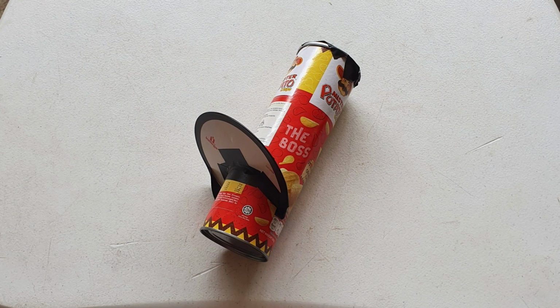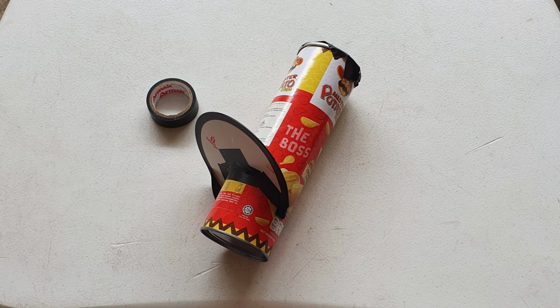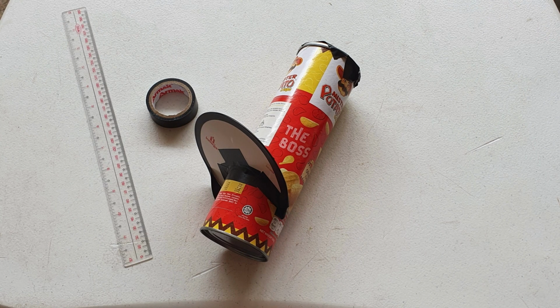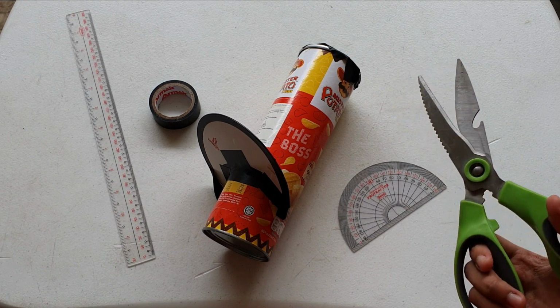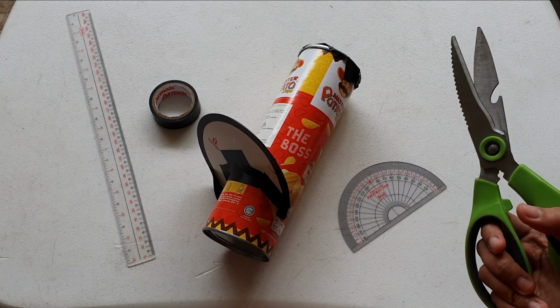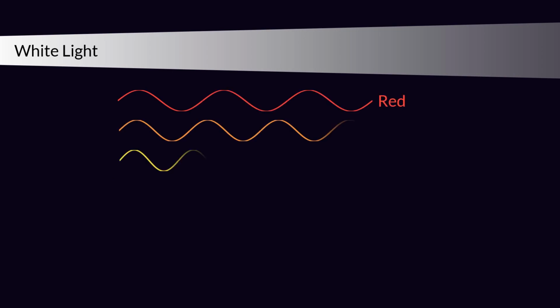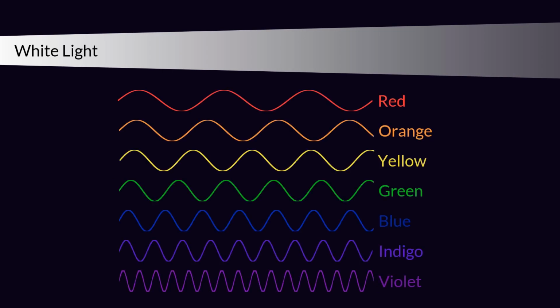To construct your CD spectroscope, you'll need a cardboard tube and a blank CD arranged like this, an electrical tape, a 12-inch ruler, protractor, and a pair of scissors which has a pointy edge, so make sure an adult is supervising you. Now, try to point your spectroscope to a light bulb. What do you see? You see a band consisting of all colors. That's because white light is just a combination of all colors of light.